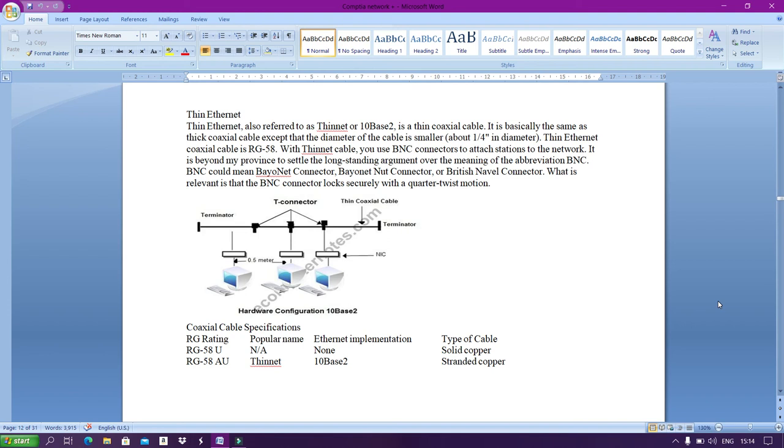It is beyond my province to settle the long-standing argument over the meaning of the abbreviation BNC. BNC could mean bayonet connector, bayonet nut connector, or British naval connector. What is relevant is that BNC connectors lock securely with a quarter twist motion. So here is a picture of a 10Base2 network configuration.